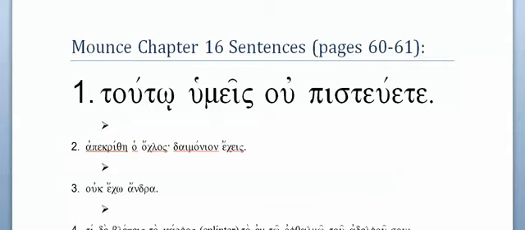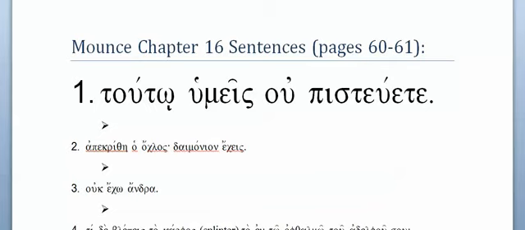Mounce, BBG, chapter 16, sentence 1. All right, we are into verbs. All right, folks, this is going to assume that you got nouns under your belt and that you're ready to move forward. Hopefully it will give you some good hints as we look into the verbs, in terms of what to look for.